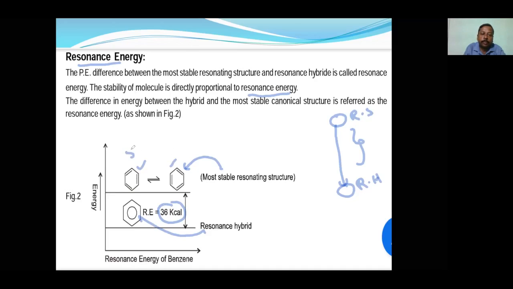That means 50-50% contribution. So if the resonance energy between two resonating structures is the same, then their contribution also will be the same. Like benzene, this is one, this is one, so both will exist 50-50%. Like in ortho, meta, para that we'll study in aromatic structures, there you will come to know. Somewhere we will write major product, somewhere we will write minor product.